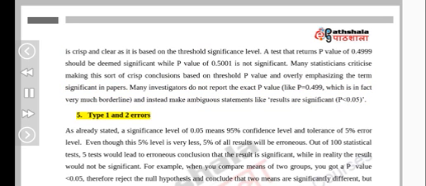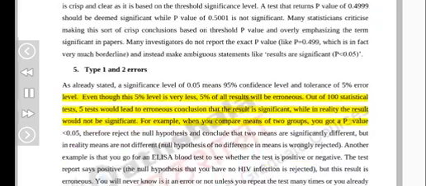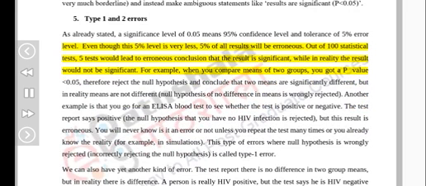5. Type 1 and 2 errors. As already stated, a significance level of 0.05 means 95% confidence level and tolerance of 5% error level. Even though this 5% level is very small, 5% of all results will be erroneous. Out of 100 statistical tests, 5 tests would lead to the erroneous conclusion that the result is significant, while in reality the result would not be significant.